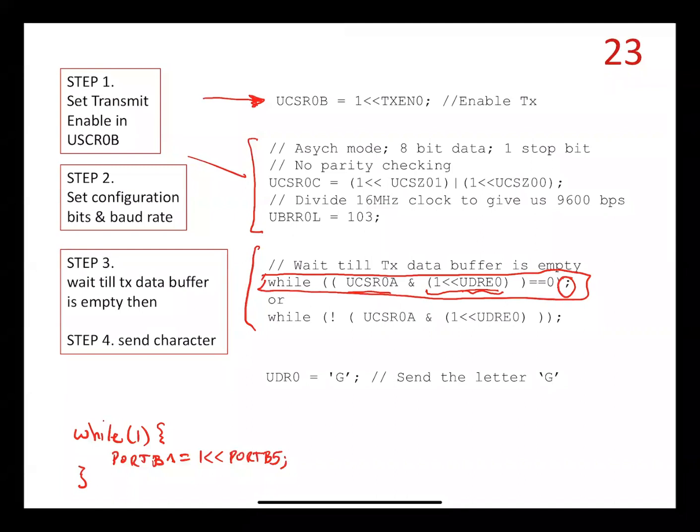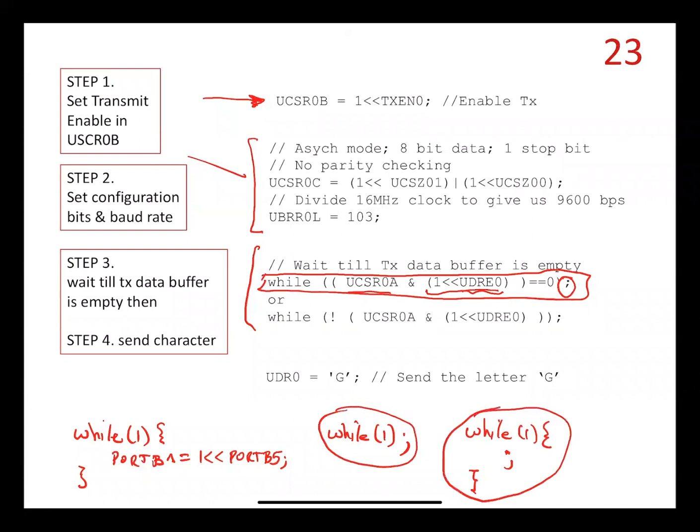Suppose I just did this: while(1); with a semicolon. That is equivalent to while(1) with an open brace, semicolon, close brace. It's a null statement. It doesn't do anything. 1 is always true, and a semicolon is a null statement. It's a valid statement. So each of those represents an infinite loop.